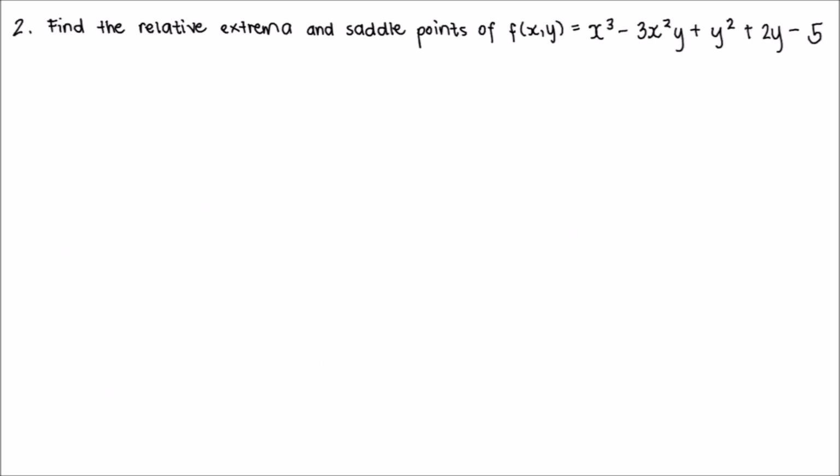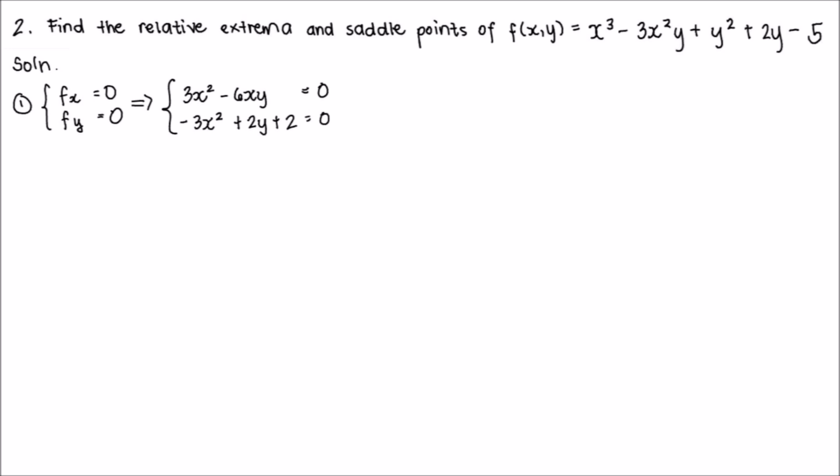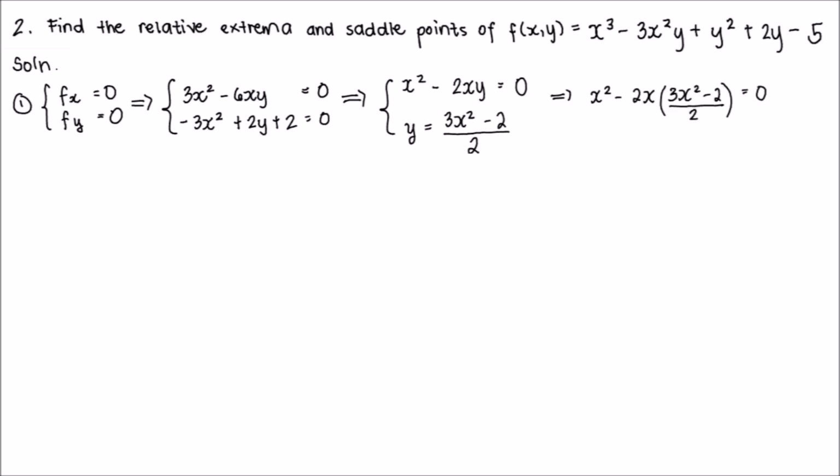For our last example, consider x cubed minus 3x squared plus y squared plus 2y minus 5. Let us solve this system of equations. I leave it to you to verify that f sub x is 3x squared minus 6xy and f sub y is negative 3x squared plus 2y plus 2. Simplify the first equation by dividing 3 on both sides. For the second equation, let us isolate y on the left side, then substitute this y value on the first equation. We can distribute negative 2x, so we have this.